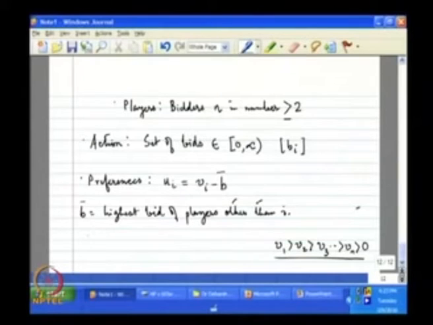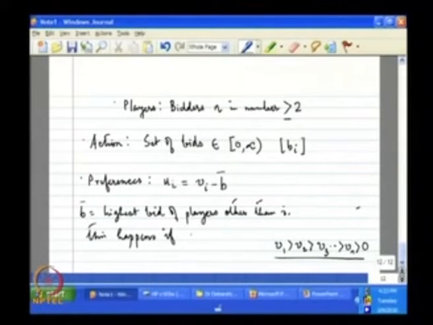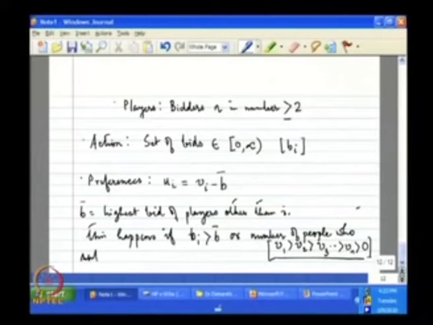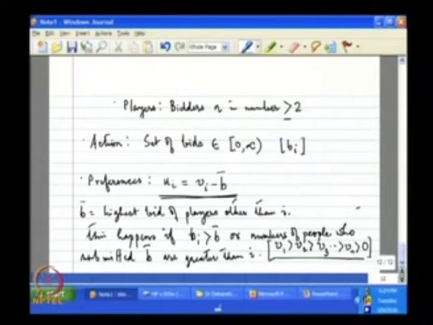And this will happen if Bi is greater than B bar, or the number of people who submitted B bar, because there might be more than one person who has submitted B bar, the numbers of people who submitted B bar are greater than I. So, under these two circumstances, player I will get Vi minus B bar.